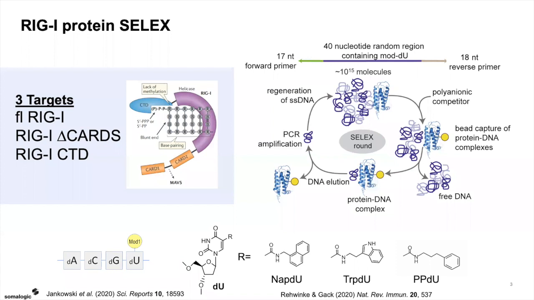For each of these 3 targets, we did a selection using 3 different modified nucleotide libraries: NapdU, TrpdU, and PPdU. Here I'm just showing you a standard round of SELEX. That's our standard procedure. I just want to point out that we have this step here where we have a polyanionic competition, and that allows us to select for reagents with slow off rates. Because of that, we call our aptamers that come out of SELEX SOMAmers, which stands for slow off rate modified aptamers.